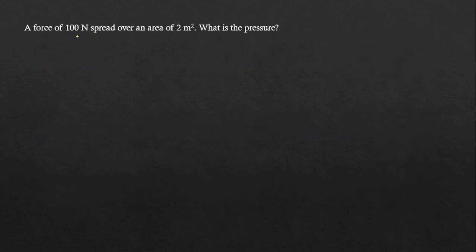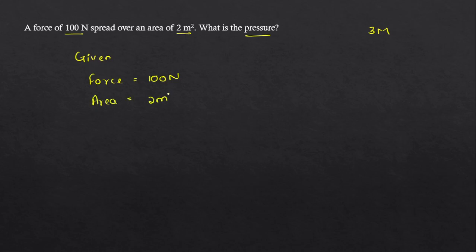Now, we'll take a look at a problem. These problems are usually asked for 3 marks. Let's read the problem. A force of 100 Newton spreads over an area of 2 meter square. We have to calculate what the pressure is. First, let's write down the given data. The value of force is 100 Newton and the value of area given to us is 2 meter square, and we have to calculate the pressure.